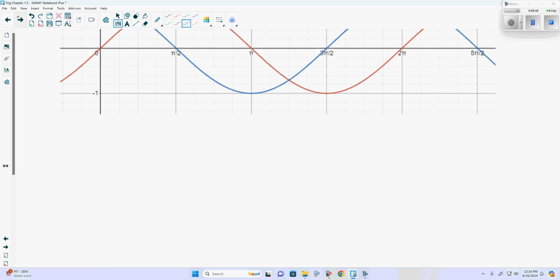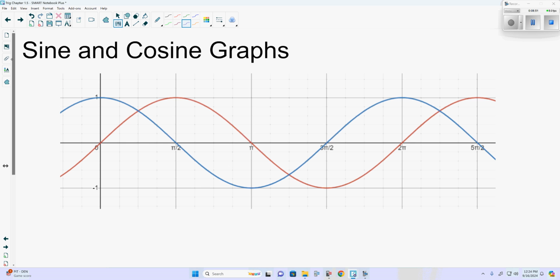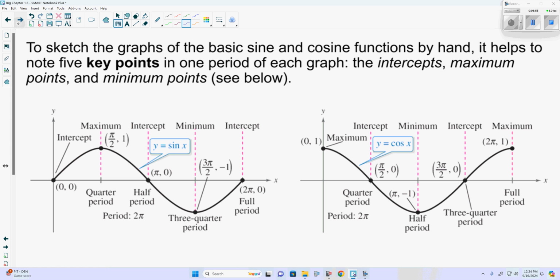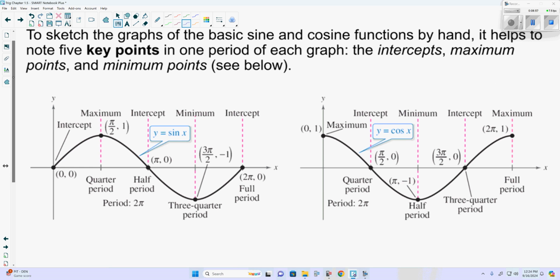What we're looking at today are the equations of sine and cosine graphs. Now to sketch the graph, if we were going to go through and sketch the full graphs, you need 5 basic key points in one period of each graph: the intercepts, where they cross the x-axis, and the maximum and minimum values. So our pi over 2, pi, 3 pi over 2, and 2 pi, to complete one full period.